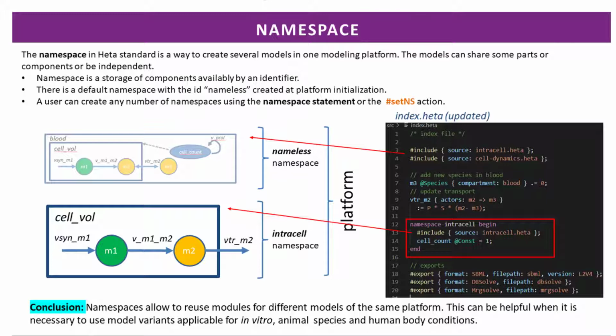The example here demonstrates the initialization of a new namespace entitled intracell. After that, we include the Heta module and set the cell count component as a constant to exclude the process of proliferation. At the end, we have got two models in one platform, and these models have common parts.